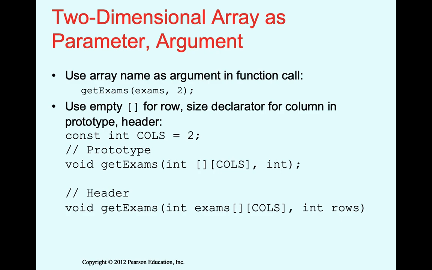How to pass a two-dimensional array to a function? In the prototype you write int, the first bracket is empty, and in the second bracket you write how many columns you have. The rows size is given separately. The header is the same. You write int, name of the array, the first bracket empty, the second is the columns, and here you write the rows.